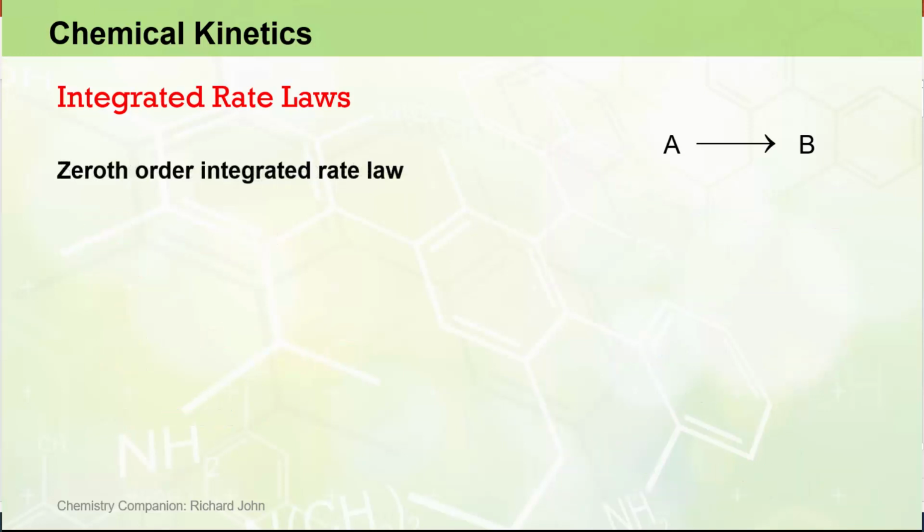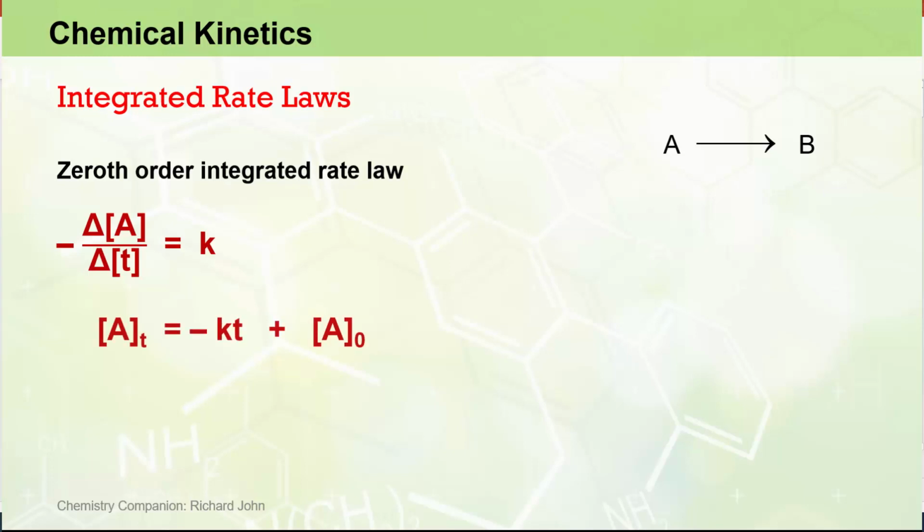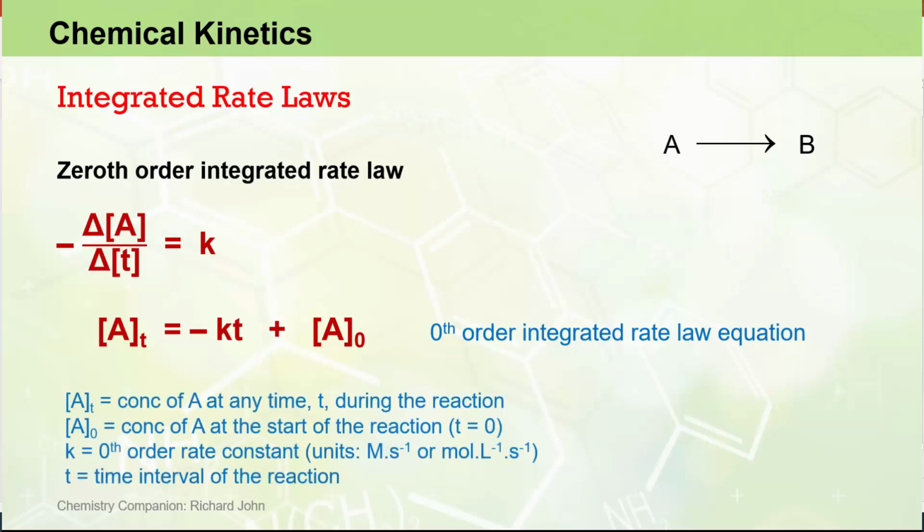For a zero-order reaction, the rate of reaction is constant, and so the right-hand side of this equation simply becomes the rate constant k. Again, we can rearrange this equation and do a little calculus involving integration to achieve this relationship here, which is known as the zeroth order integrated rate law equation. The terms in this equation have the same meaning as previous, except that the rate constant k in this case is known as the zeroth order rate constant and has the units molarity per second or moles per litre per second.